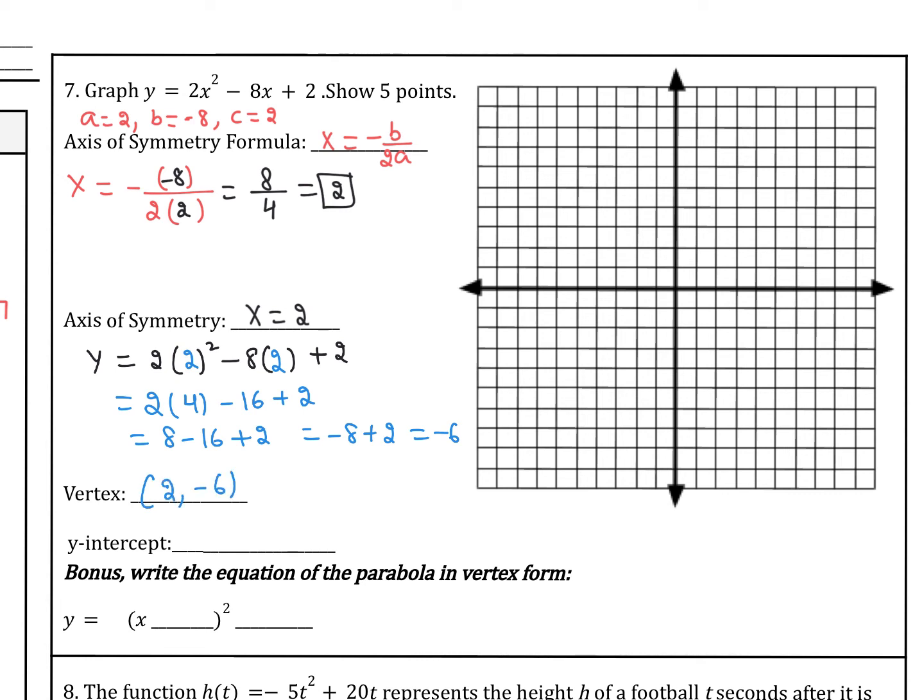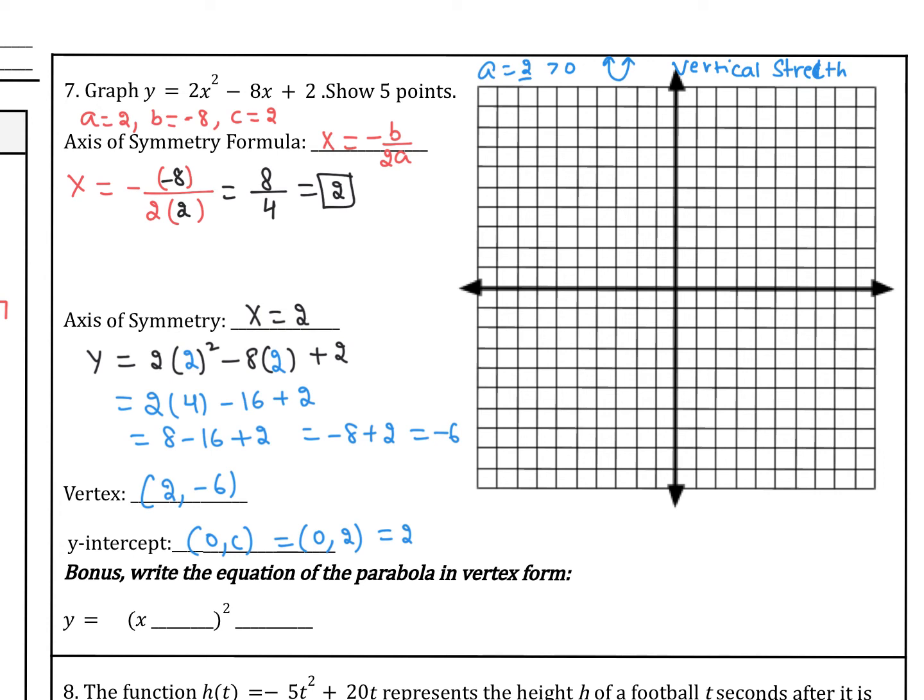The y-intercept is always 0 comma c. So 0 comma c means 0 comma 2. You can also write the y-intercept as just 2. Now if you look, a is 2, which is greater than 0. This 2 means it's greater than 1. It's going to open up and it's going to be a vertical stretch graph. It's also called a narrower graph.